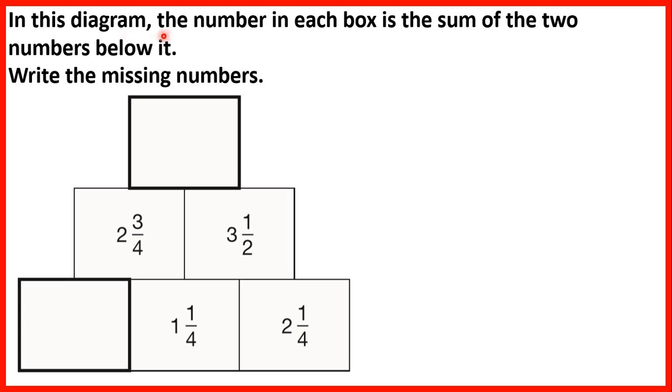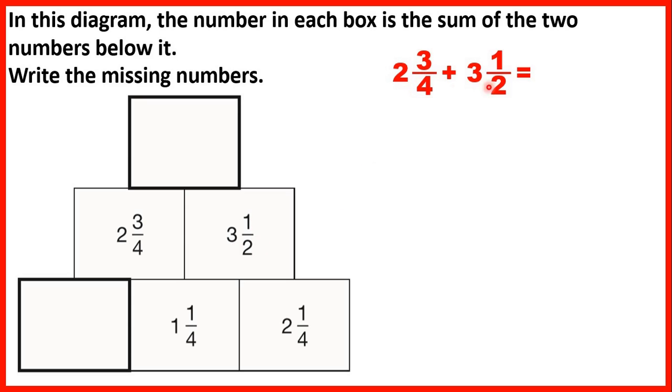In this diagram, the number in each box is the sum of the two numbers below it. Write the missing numbers. So we know that the number in this box will be the sum of these numbers here, these numbers below it. So we need to work out 2 3/4 plus 3 1/2.